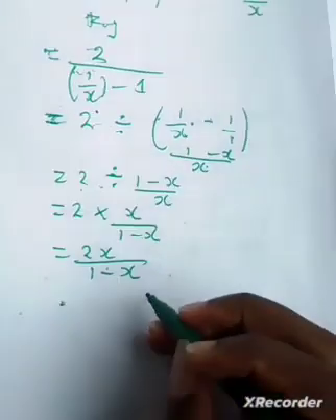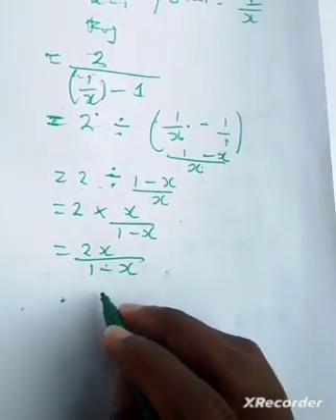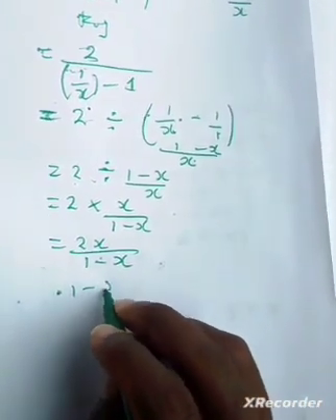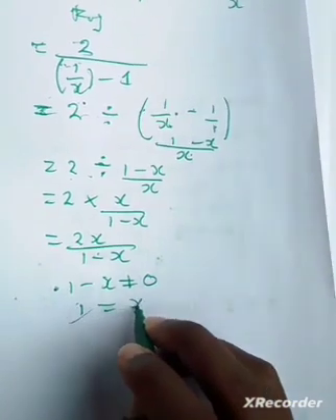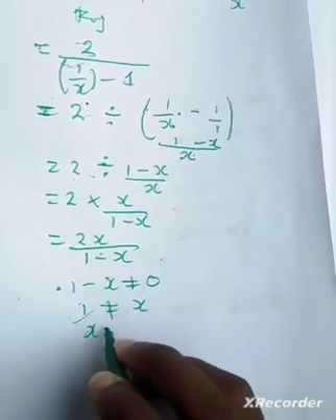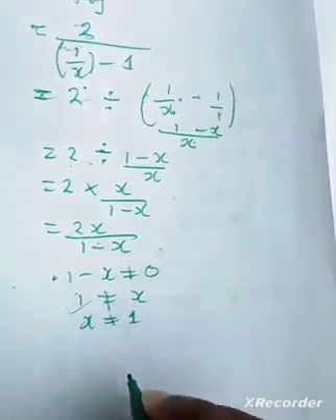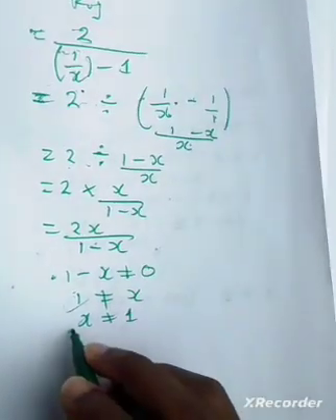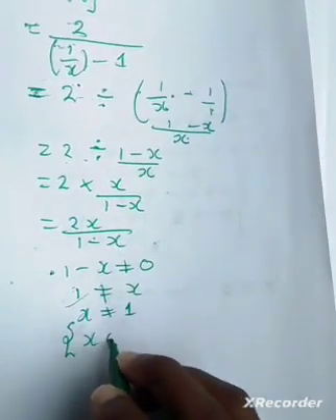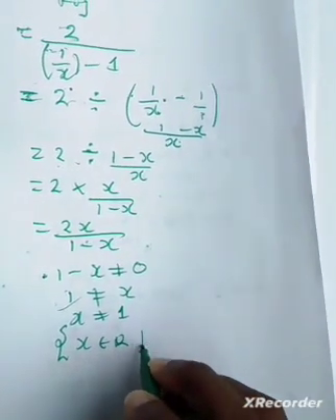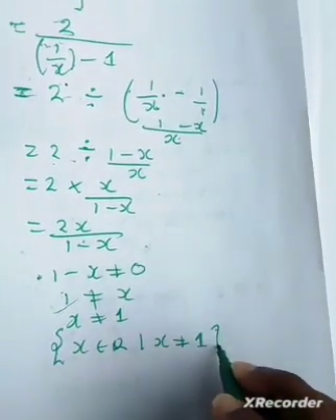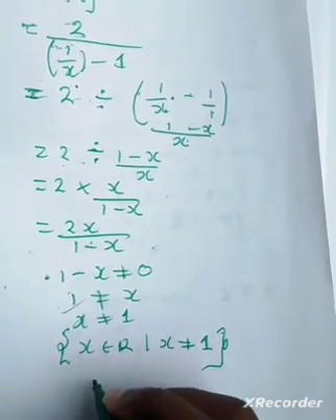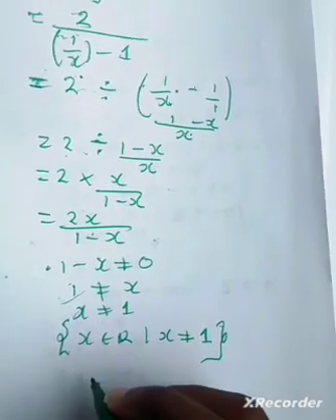So for us now to find the domain, we're just going to get the denominator and equate it to 0, because the denominator cannot be equal to 0. So x should not be equal to 1. So we can conclude by saying x can be any real number, but it should not be equal to 1. That's how you go about this.